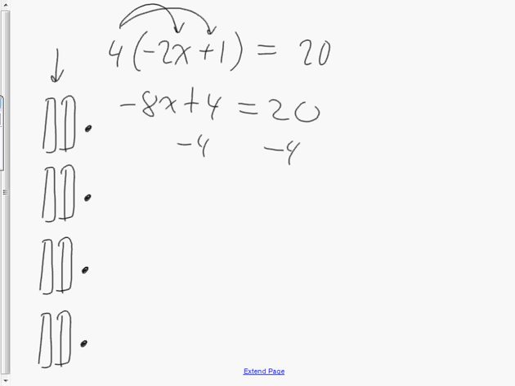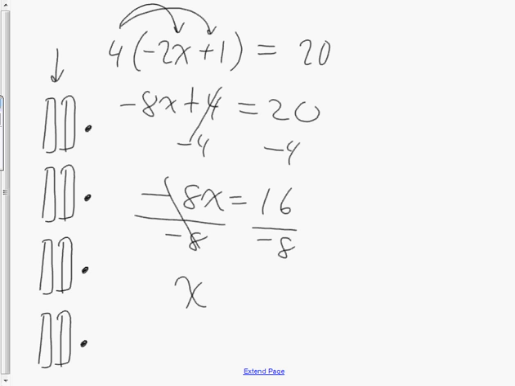I now have a two-step algebraic equation. Get rid of my constant. Get rid of my coefficient. And I end up with x equals negative 2.